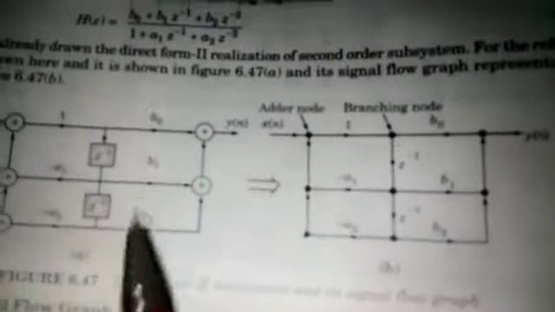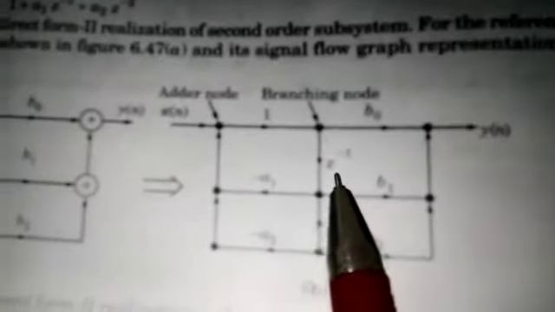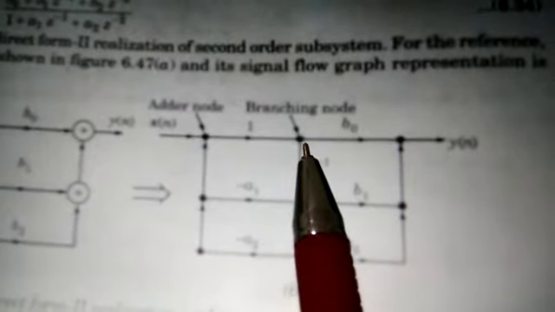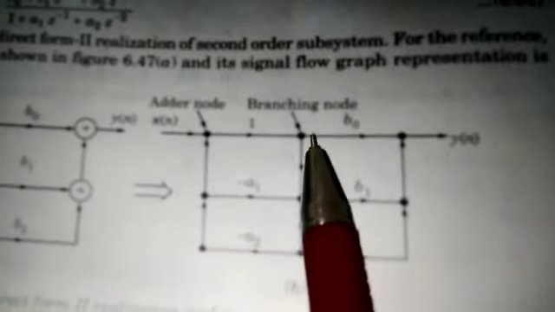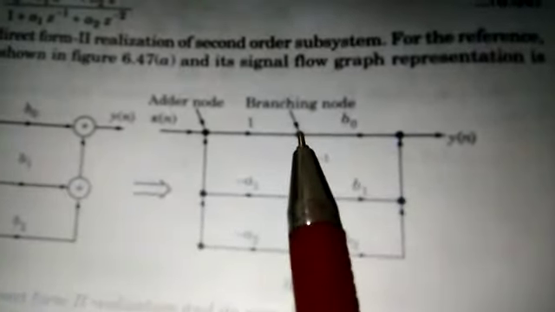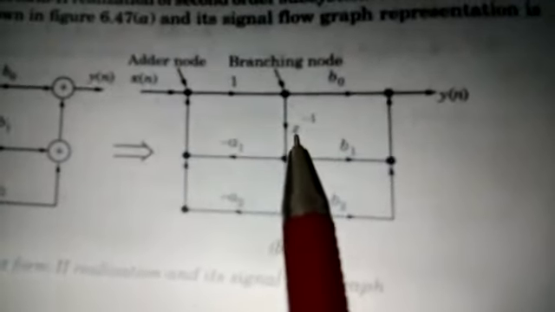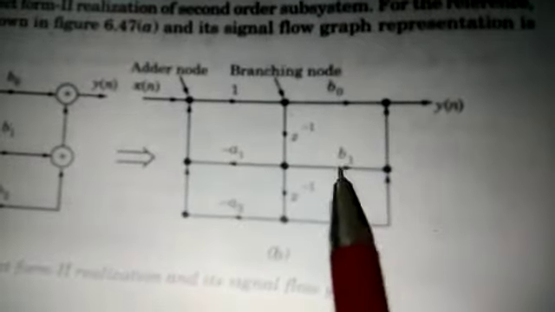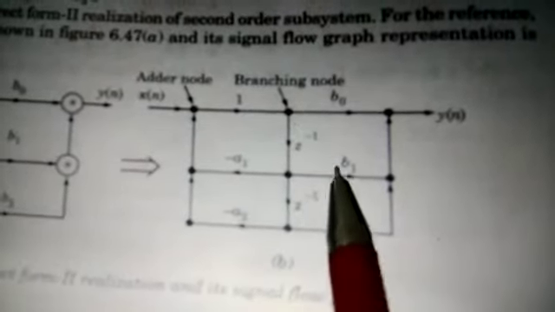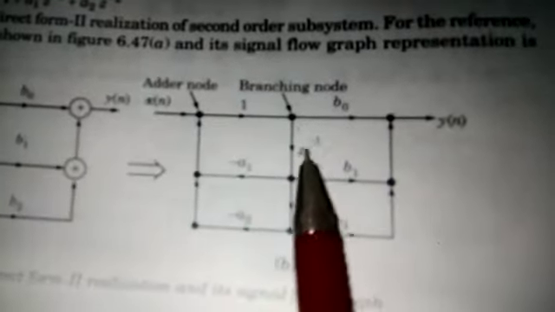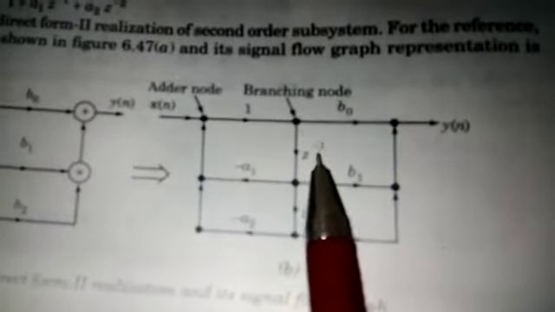So in place of showing the delay elements, we will show this arrow here, and the tapping points are called the nodes. Adder node, branching node, and these are the branches. And here the delay elements are shown as z inverse, and these are coefficients minus a1, minus a2, b2, b1. So this structure represents the signal flow graph structure.